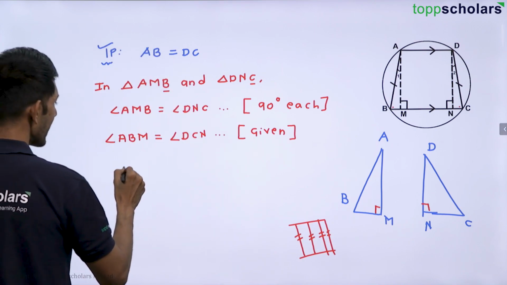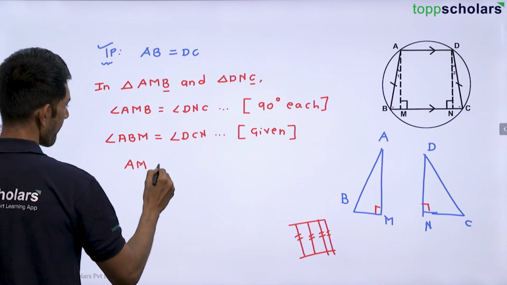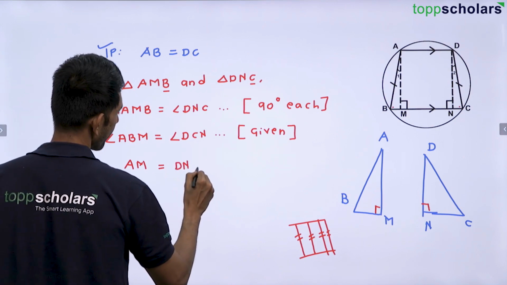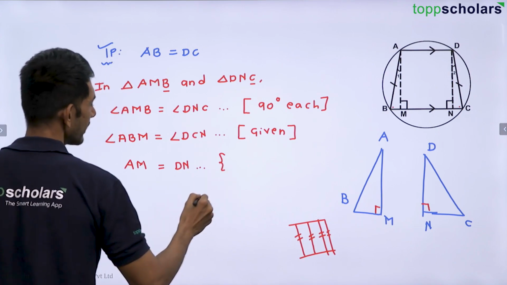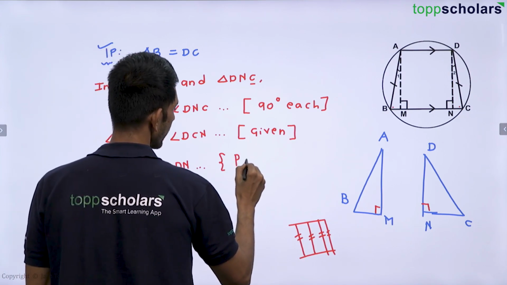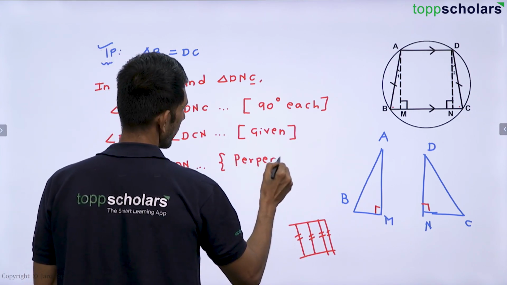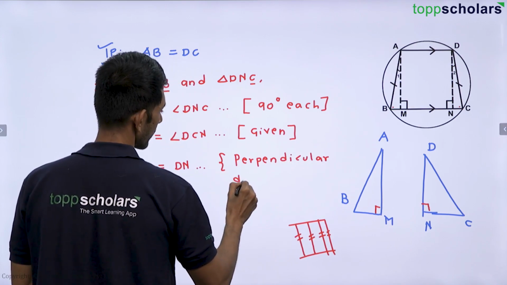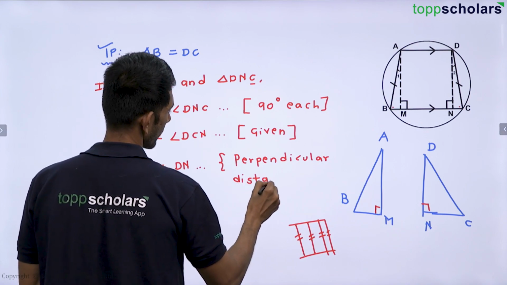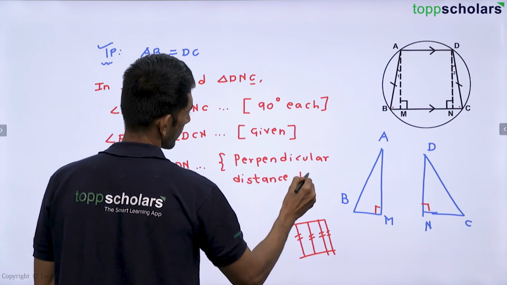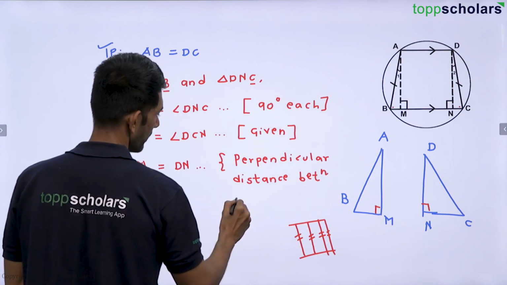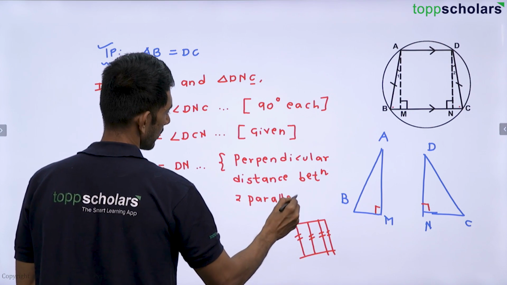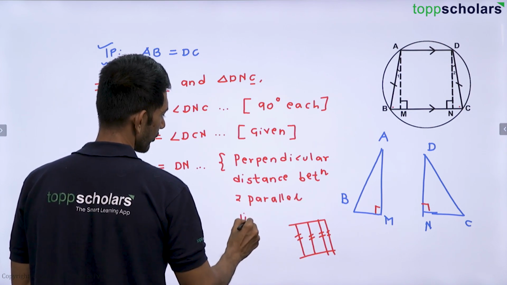So can I say AM will be equal to DN? What is the reason? The reason is perpendicular distance between two parallel lines.